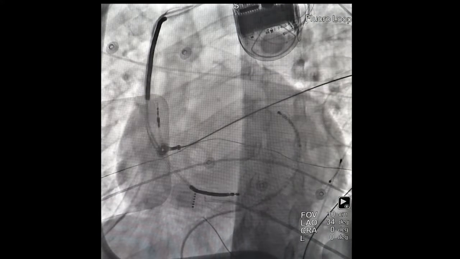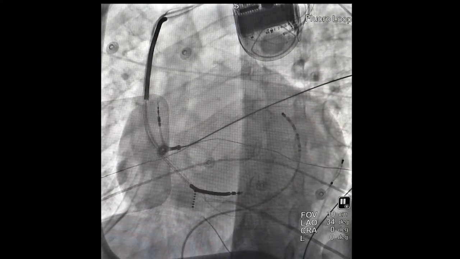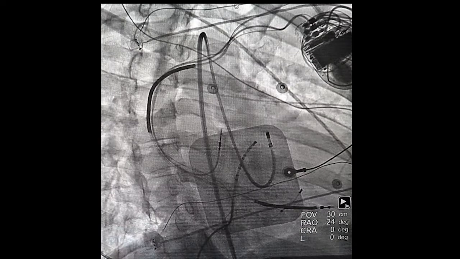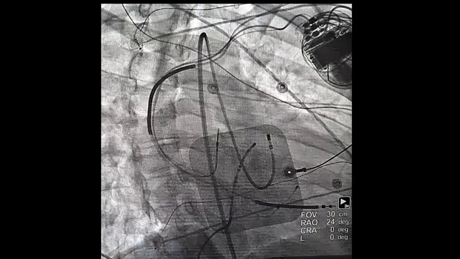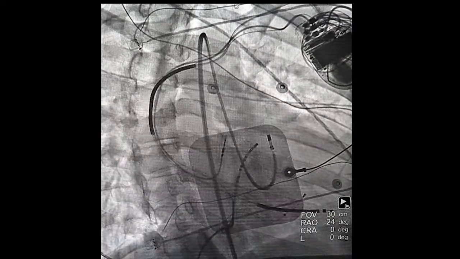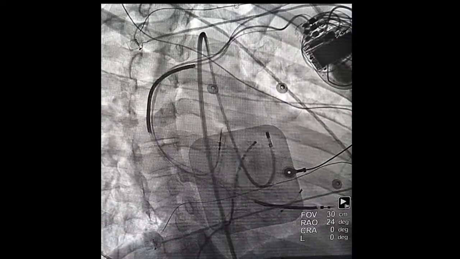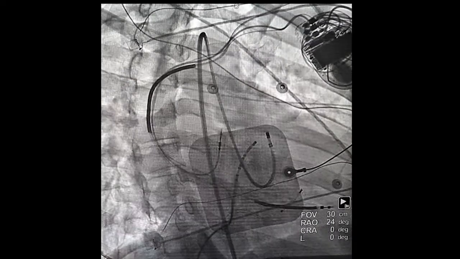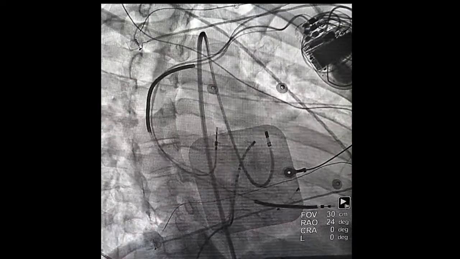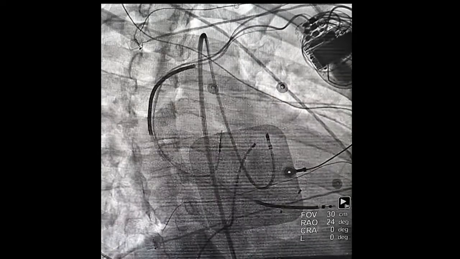First of all, we introduced the decapolar catheter in the distal CS at the junction between the CS proper and the anterior interventricular vein. Then this is the RAO view of the case, inside the CS, and we started to introduce the ablation catheter here. The ablation catheter is at the LV summit opposing the distal CS catheter.